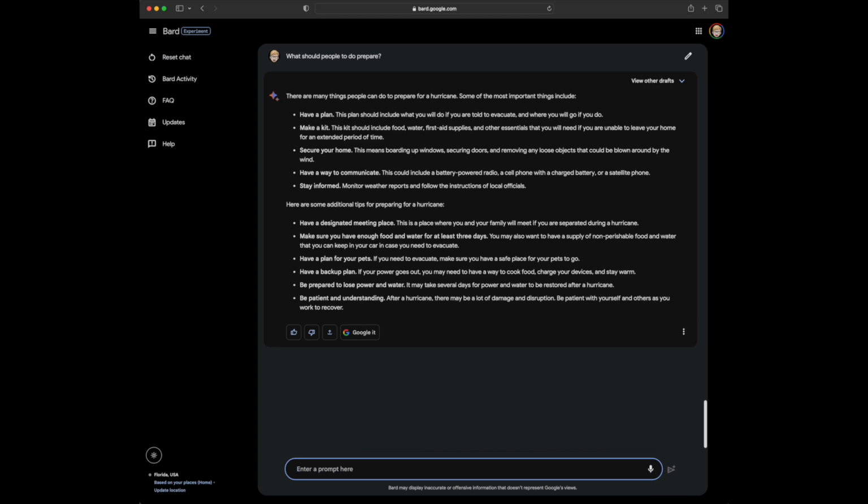Secure your home. This means boarding up windows, securing doors, removing any loose objects that could be blown around by the wind. Have a way to communicate. This can include battery-powered radio, a cell phone with charged battery, or satellite phone. Stay informed, monitor weather reports, and follow instructions of local officials. Here's some additional tips. Have a designated meeting place. This is a place where you and your family will meet if you're separated during a hurricane.